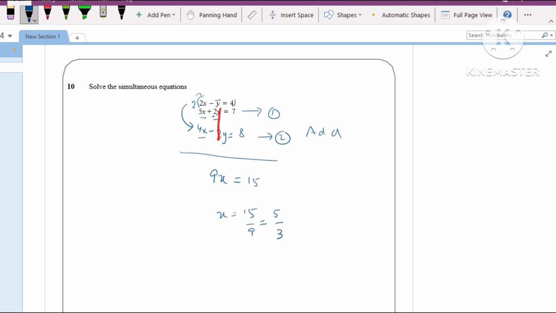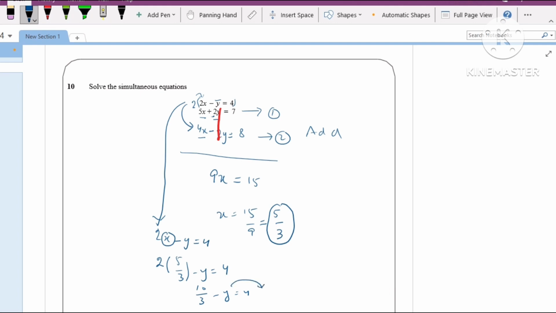Now put the value of x into the first equation or the second equation. I will put the value of x in the first equation. The first equation is 2x minus y is equal to 4, just the same equation I have. Now I'm replacing this x with its value, that is 5 over 3. So 2 times 5 over 3, that is 10 over 3, minus y is equal to 4. To make y the subject, I'm moving y to the other side.